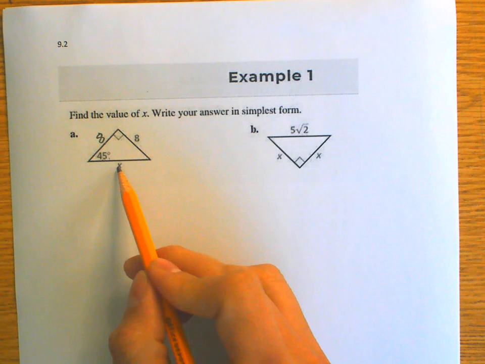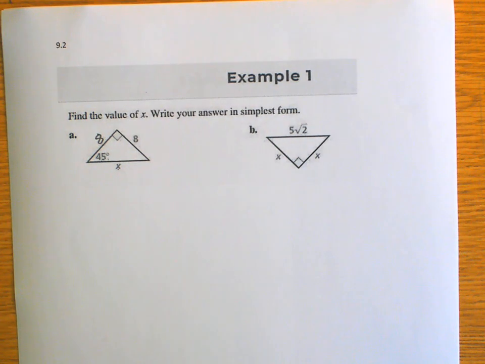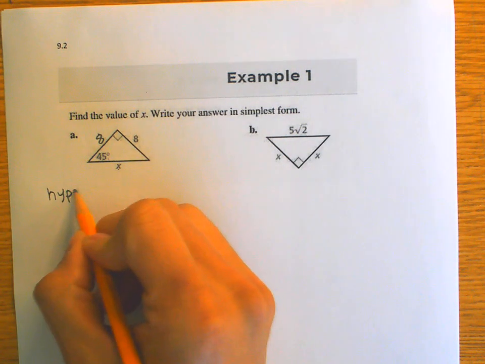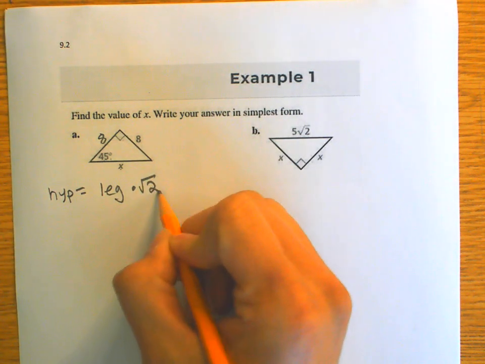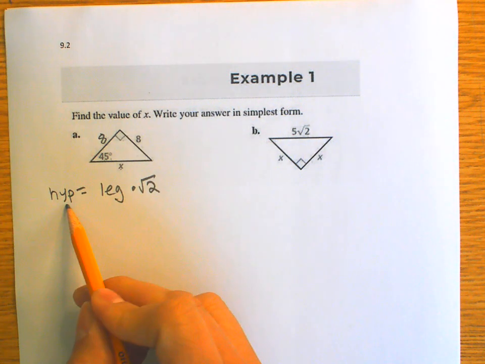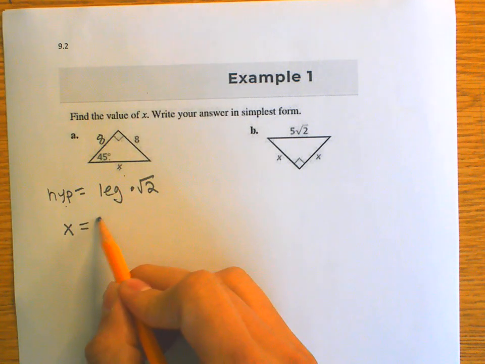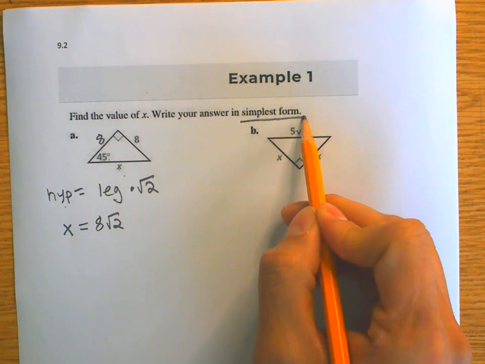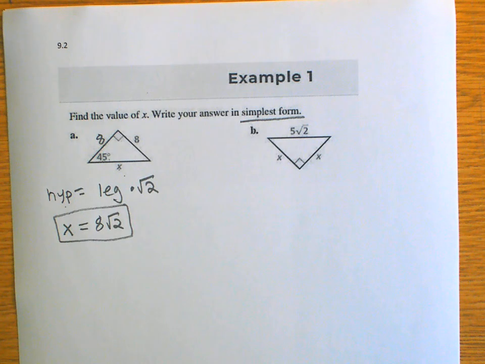Now, to find the value of x, we need to go back and remember the actual relationship for a 45, 45, 90. For a 45, 45, 90, we have the hypotenuse equal to the length of the leg times radical 2. So the hypotenuse in this case is x. The length of the leg is 8. And because they want it in simplest form, this is our answer. If they wanted the exact answer, then we would probably have to plug that into the calculator and get some type of decimal.